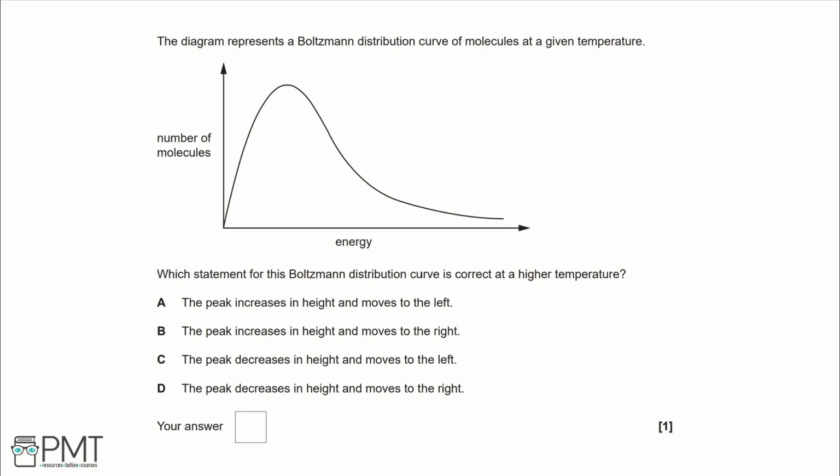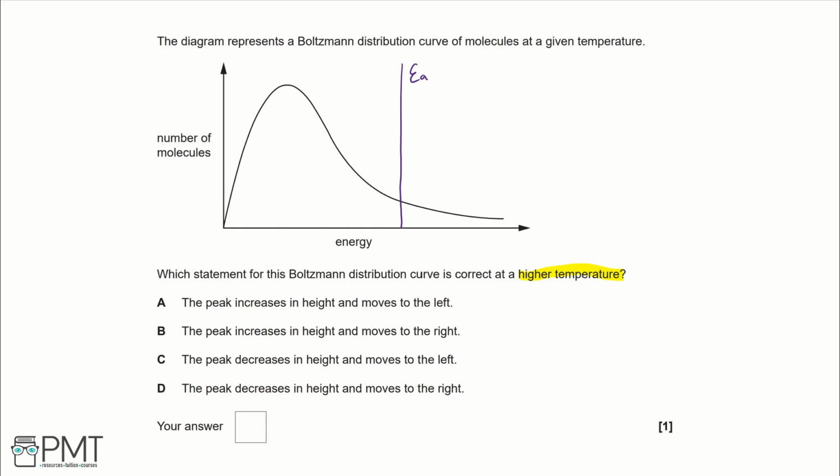On a Boltzmann distribution curve, the thing that's missing in this diagram is activation energy, which would be a line roughly here. And if we increase the temperature, which is what the question is asking us about, at a higher temperature, then more molecules are going to have an energy that's greater than the activation energy. So this is going to result in more successful collisions or more fruitful collisions.